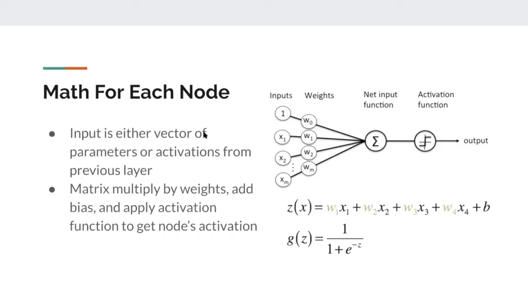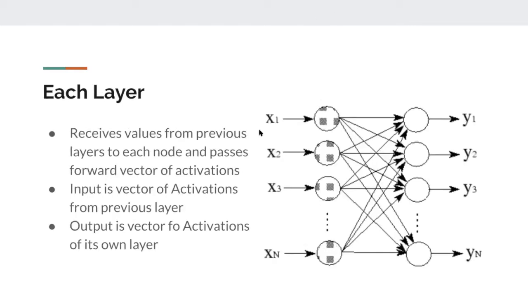Yeah, so the input is a vector of activations from the previous layer, or the vector of the inputs. And you matrix multiply that by the weights. And then you apply the activation function, and you get the output for that node. And then you repeat that for every node in the layer. So each layer receives the values from the previous layer. That can be a previous layer of the neural network, where it receives the activations, or it can just receive the input data, which is essentially a vector of data. And then the output of each layer is the activations to the next layer.